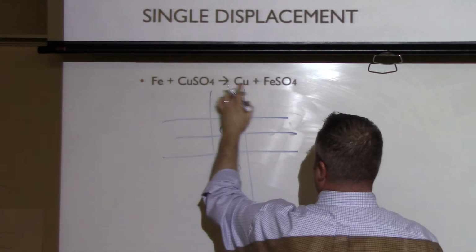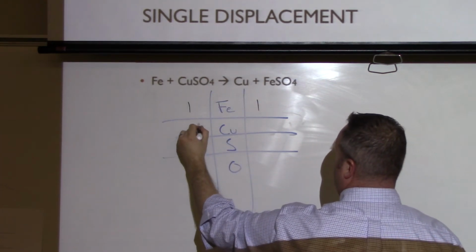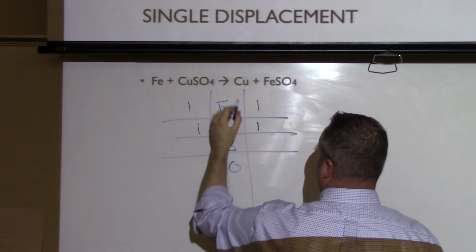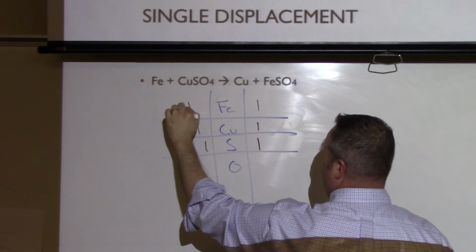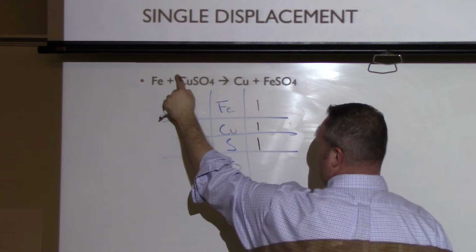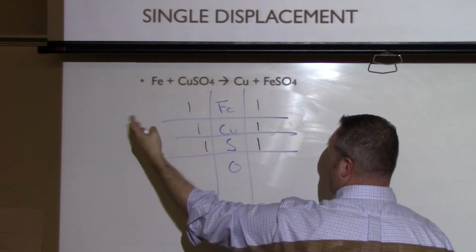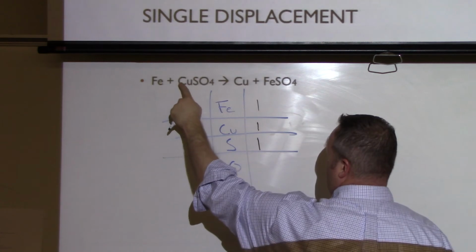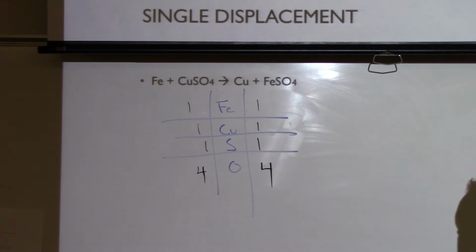So I have 1, it looks like 1. For copper I have 1 and 1. For sulfur I have 1 and 1. For oxygen I have 4. So imagine that you have a coefficient of 1 and you're multiplying that by the subscript. And again, remember that if you don't have a subscript, assume the number is 1. So here I have 4 oxygen, and here I have 4 oxygen. Okay? So this one is already balanced. I don't have to do anything to fix that at all. It's already good. There's no problems with it at all.